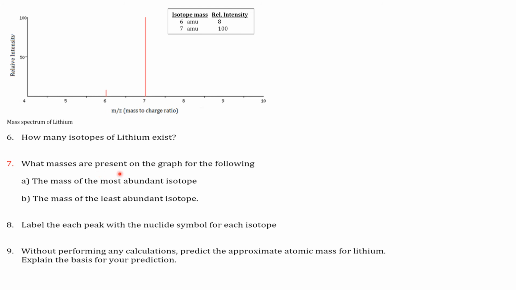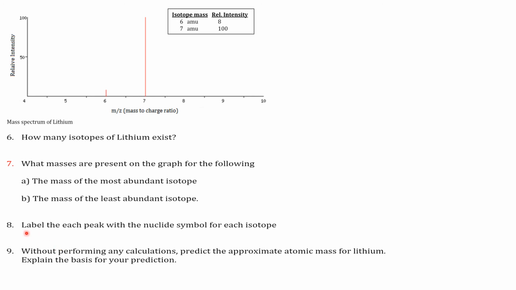What masses are present on the graph for the following? The mass of the most abundant isotope. We can see from this graph which one has more intensity. 7 has more intensity, so it is the most abundant isotope. So we can write here 7 AMU. The mass of the least abundant isotope would be 6 AMU.